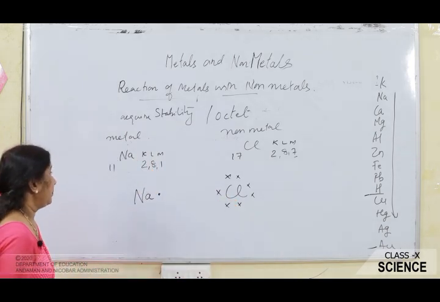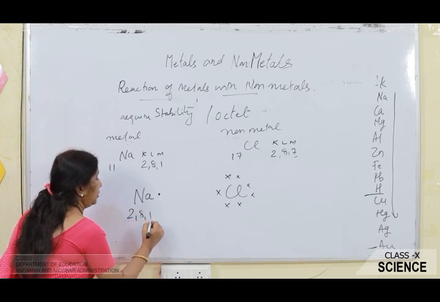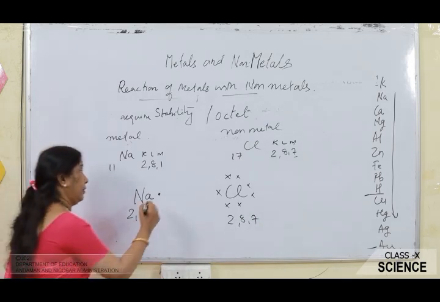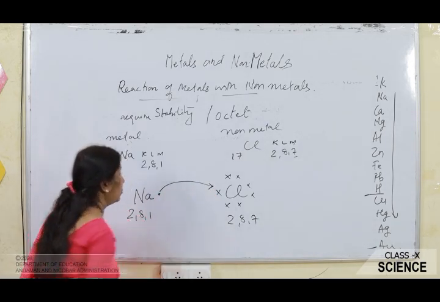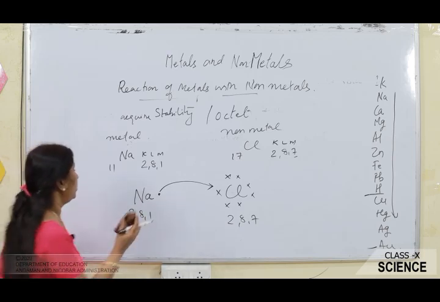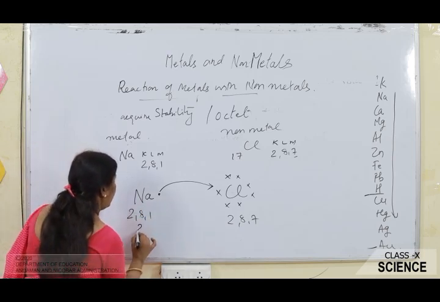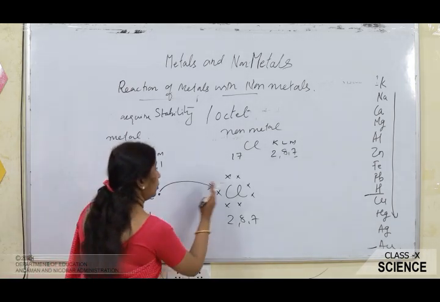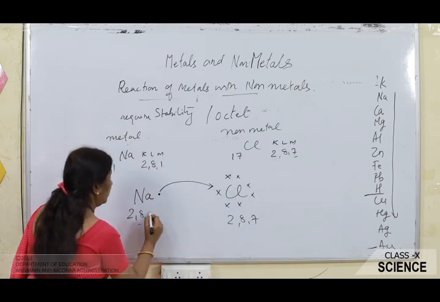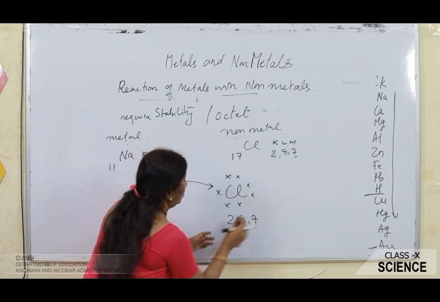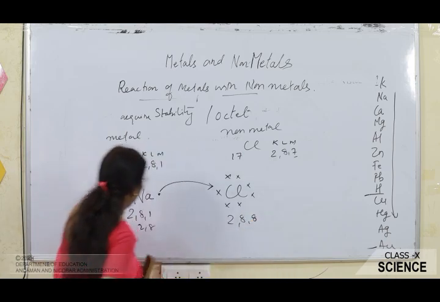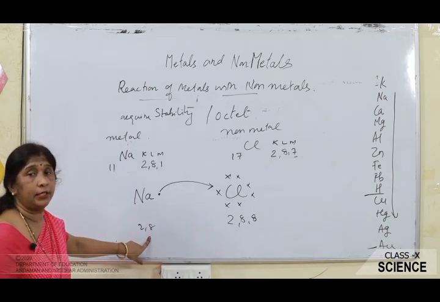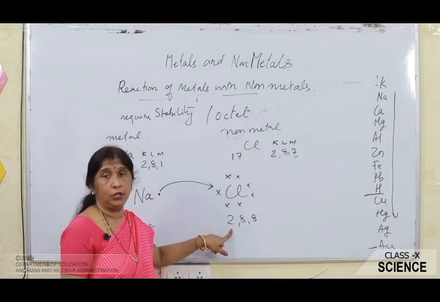Now see here what will happen. For sodium I will write the electronic configuration 2, 8, 1 and for chlorine 2, 8, 7. Sodium will lose 1 electron. When sodium loses 1 electron, its configuration will become 2, 8. Whereas chlorine gains 1 electron, so it will become 2, 8, 8. Now just see here, in the case of sodium the octet is complete, and in the case of chlorine also the octet is complete.